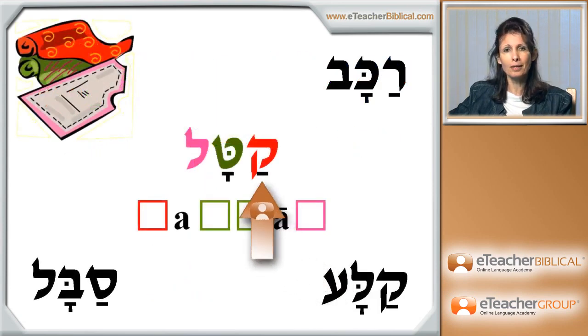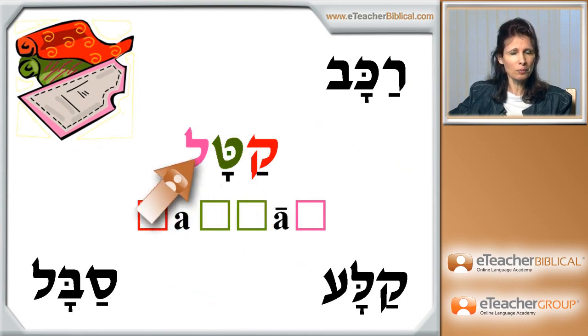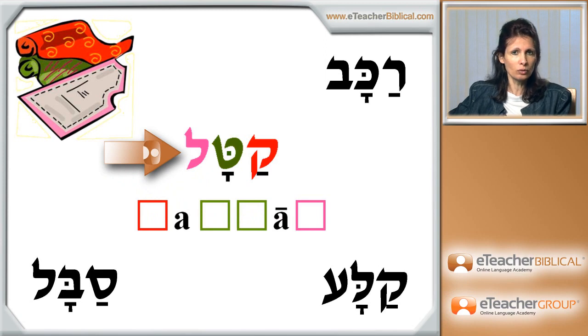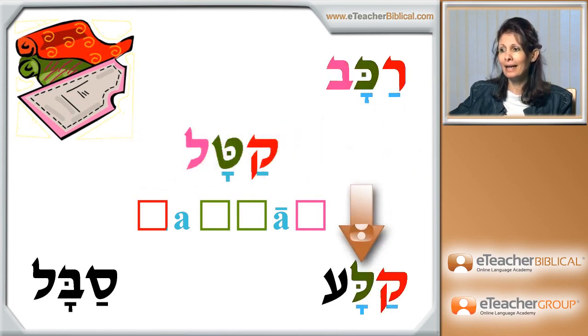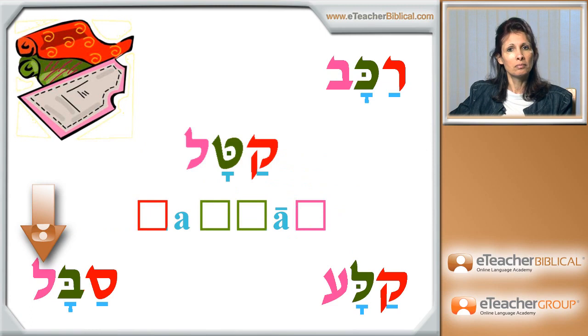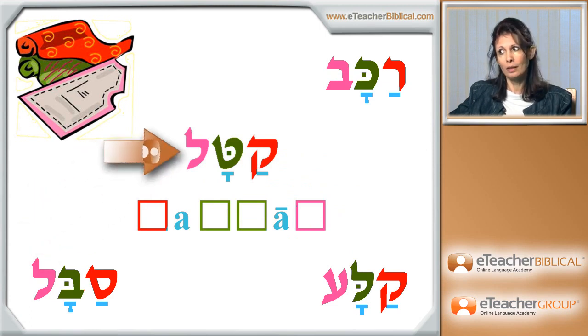You can see here a pattern which is called katal. Katal, for our purpose, means nothing. It's not a word. It just wants to represent for you the pattern, the a sound. So you can see we are going to embed any root, or most of the roots, into this pattern, creating the sound of a, katal. See, rakav, kala, sabal, different words sharing the same pattern this time.